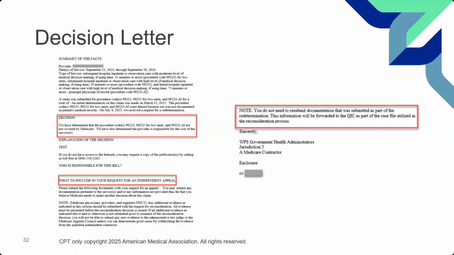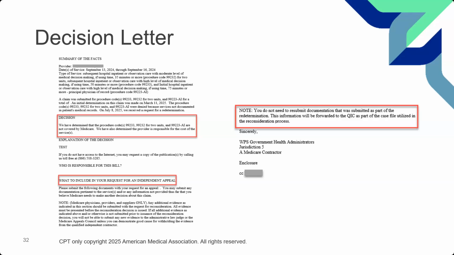Now, I did want to take a look at that decision letter that came with the unfavorable decision. I wanted to point out some important sections of that letter. So the first section that I have outlined is the decision. Here you will be given the determination that was made by our appeals department. They're also going to list who's responsible for the cost. In this example, you can see that it says we have also determined the provider is responsible.